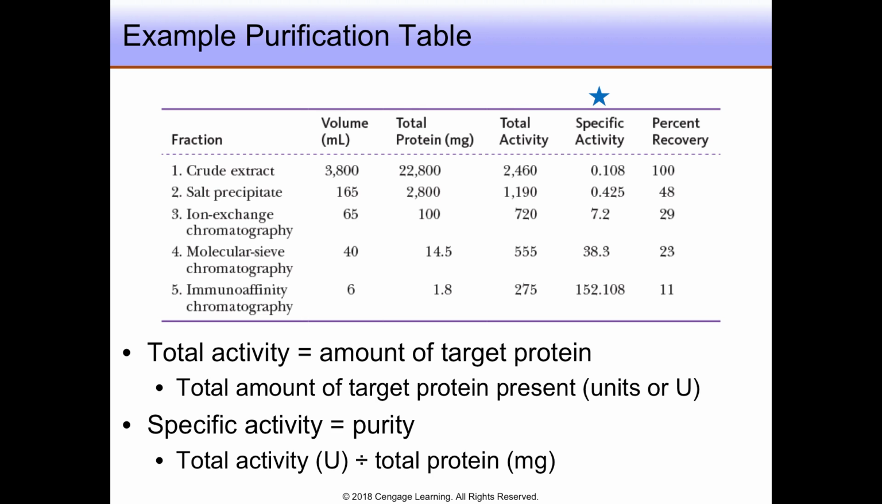Total activity represents the total amount of target protein in the sample. Specific activity is the total activity divided by the total amount of protein. This would represent the proportion of our target protein as compared to all of the proteins present and is therefore a measure of protein purity.